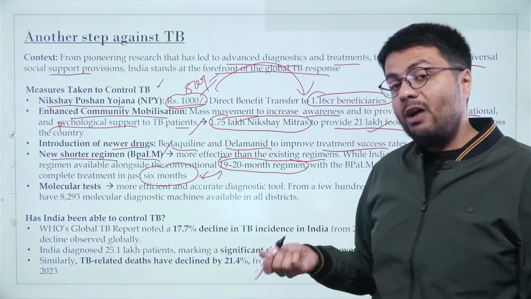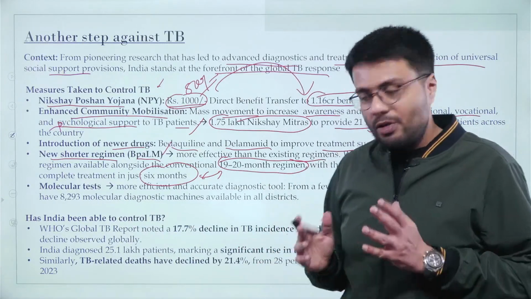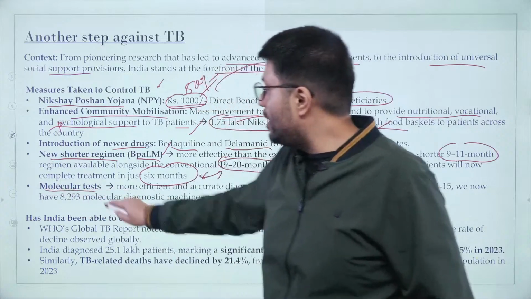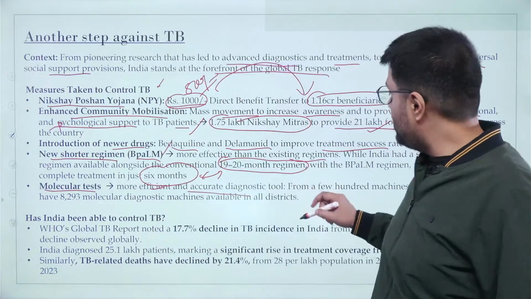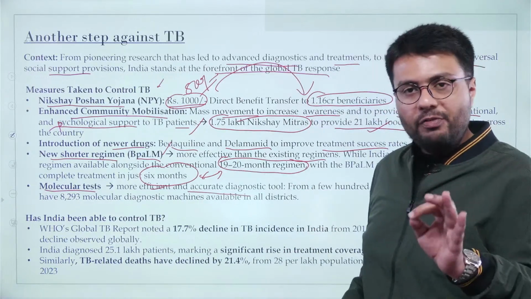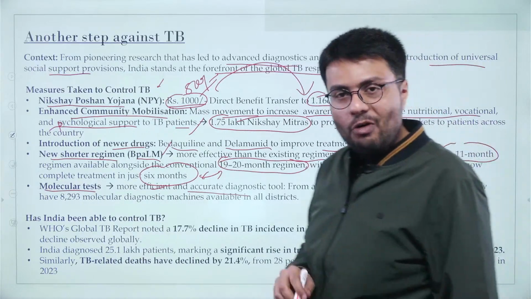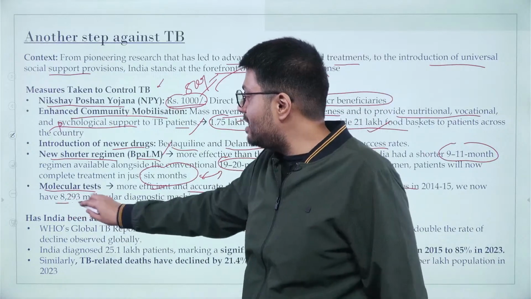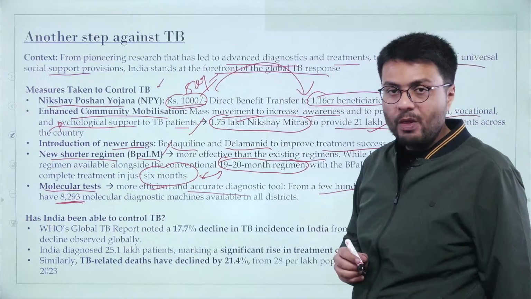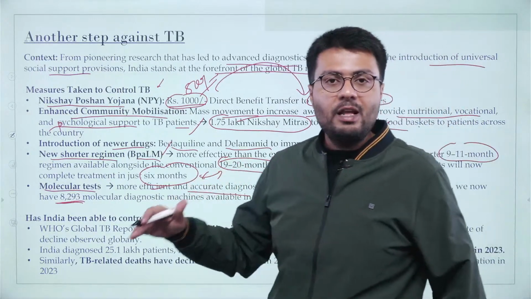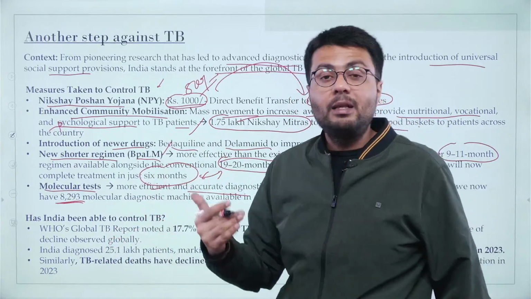Also, I already highlighted that the bigger problem with TB is the detection of TB. So, the government has set up molecular tests, which are a more efficient and accurate diagnostic tool, and the capacity of these tests has increased from a few hundred in 2014-15 to today, when every district in our country has as many as 8,300 molecular diagnostic machines. So, all districts have advanced-level tests, and people who think they have TB can go to these centers and get checked.